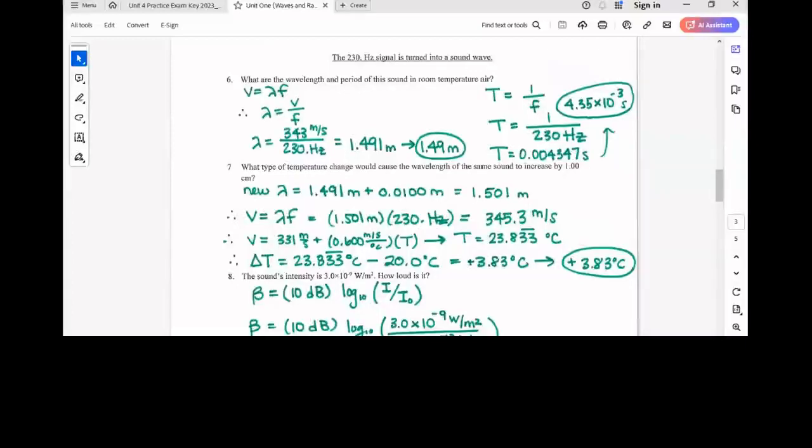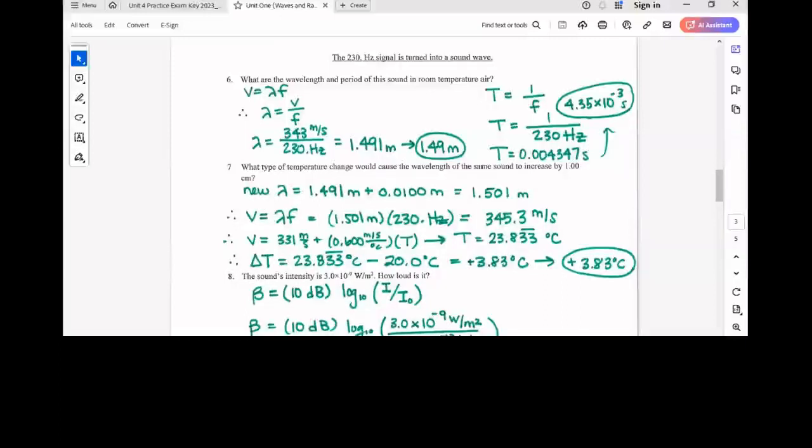The 230 hertz signal is now turned into a sound wave. What are the wavelength and period of this sound in room temperature air? So room temperature air, that's 20 degrees Celsius. If you use the full wave speed equation, you will find that the speed of sound in 20 degrees Celsius air is 343 meters per second. So dividing that by 230 hertz gives 1.49 meters when sig figs are applied. So we have our wavelength.